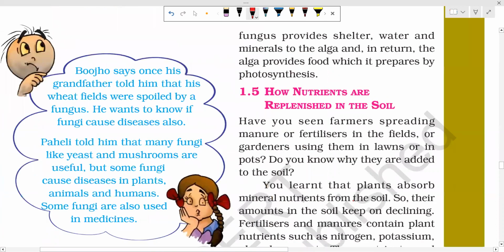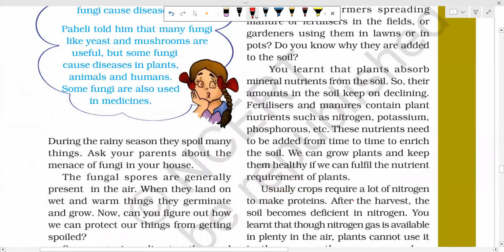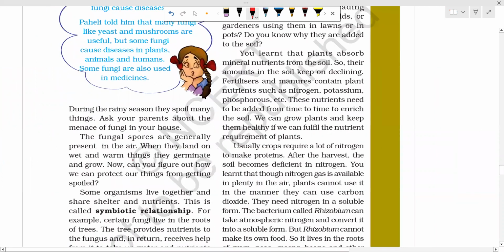During the rainy season also, they spoil many things. The fungal spores are generally present in air. When they land on wet and warm things, they germinate and grow.